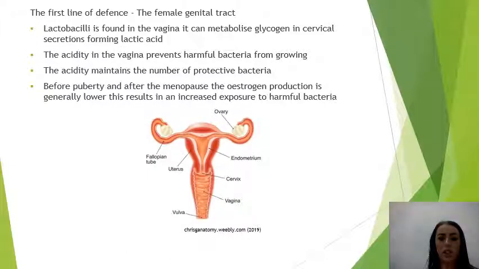We're now going to look at the female genital tract. Lactobacilli is found in the vagina, and it can metabolize glycogen in cervical secretions forming lactic acid. The acidity in the vagina prevents harmful bacteria from growing, and the acidity maintains the number of protective bacteria. In the female genital tract, before puberty and after the menopause, the estrogen production is generally lower. This can result in an increased exposure to harmful bacteria. Looking at the diagram there, it shows the female genital tract.